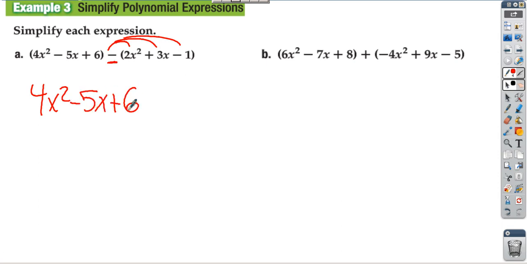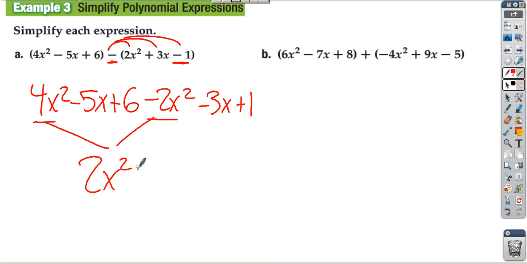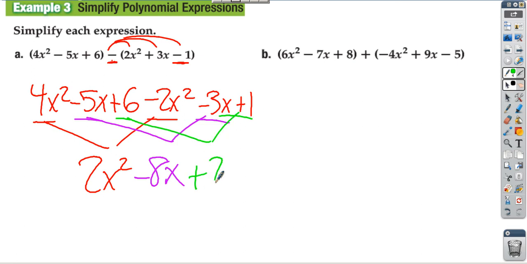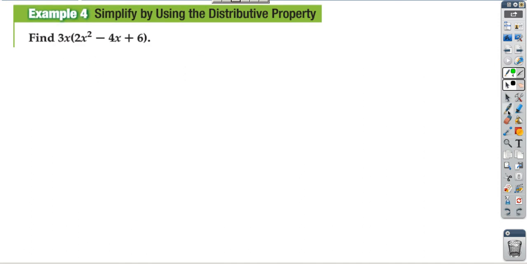That's the first parentheses. Minus the 2x squared is this. Minus the 3x is this. And then this was a -1, but we're minusing a -1, which is the same as +1. Now we can combine the like terms. So 4x squared minus 2x squared is that right there. Then we have minus 5x minus 3x, that's minus 8x. And then finally we have plus 6 plus 1, which is plus 7. And that is the simplified answer right there. Okay, that was subtracting, but adding is the same.